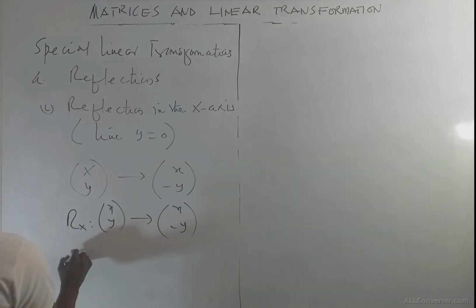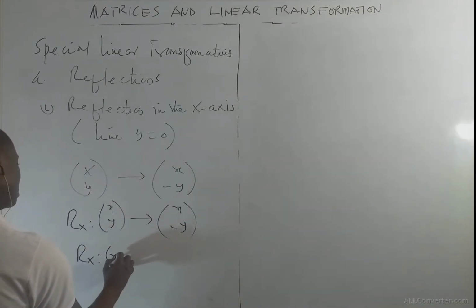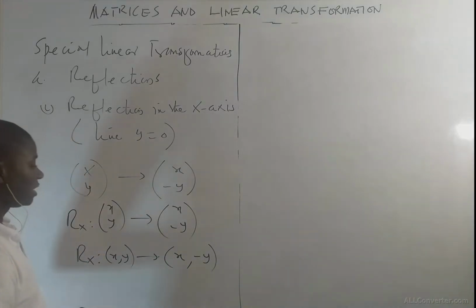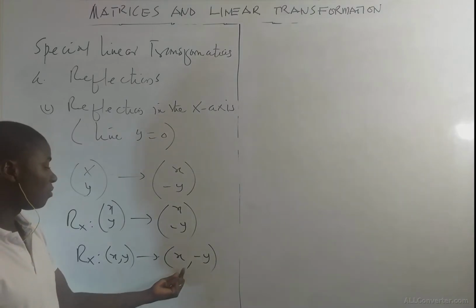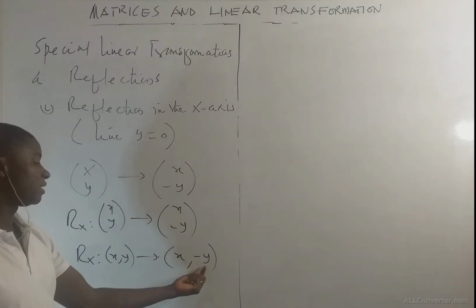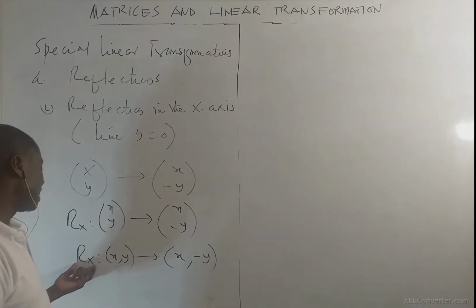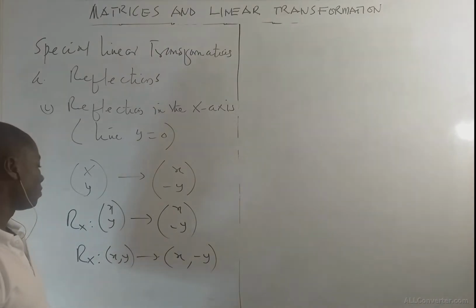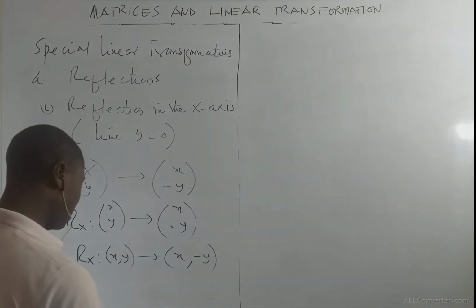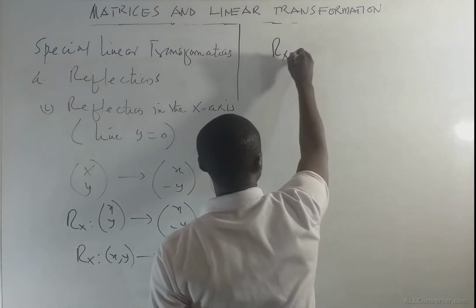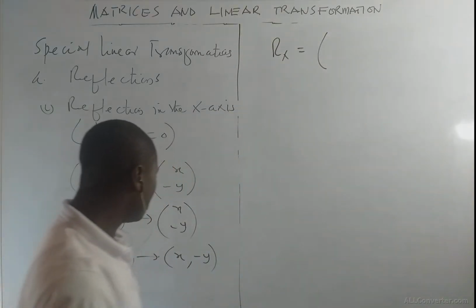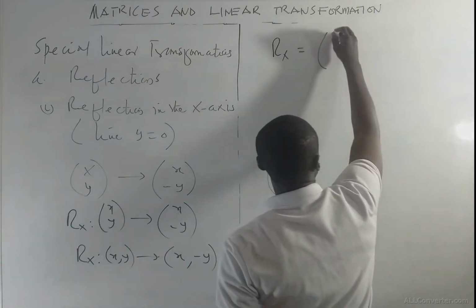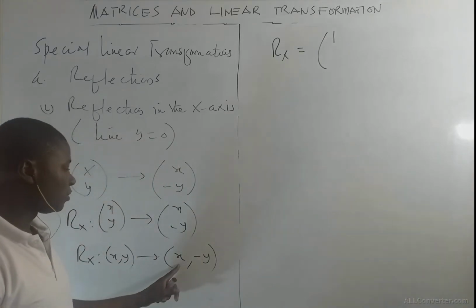So this can be written as r of xy, and this is x, minus y. Don't forget that I told you in our previous video that the comma separates the first row from the second row. So reflection in the x-axis or in the line y equals 0 of xy maps to x comma minus y. So if you are writing the matrix out of this, don't forget that our matrix will be equal to, now before the comma we have only the x term, and the coefficient of the x is 1. Don't forget that there is no y term in the expression before the comma.